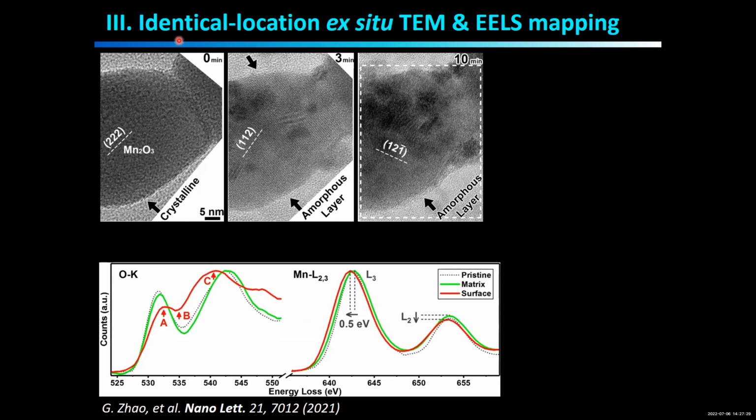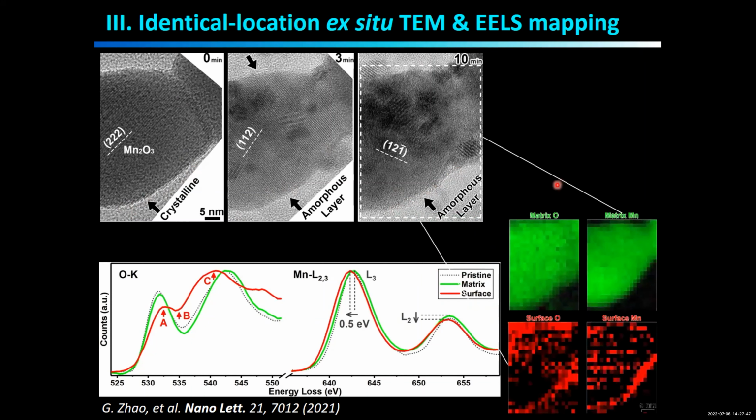So here we performed the identical location ex situ TEM. The catalyst originally has a clean surface. After conducting OER for a few minutes, we can clearly see a surface layer developed, which appears to be amorphous. And then we performed the spectroscopic mapping, which shows that the surface layer has a different fine structure compared to the inner region. The surface manganese shows a reduced valence compared to the manganese 3+ inside the lattice.